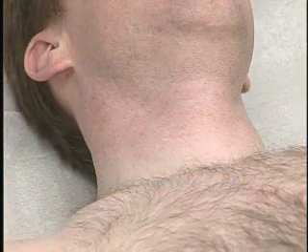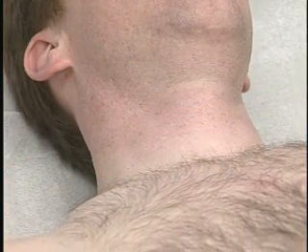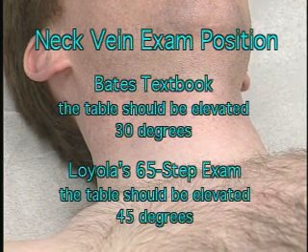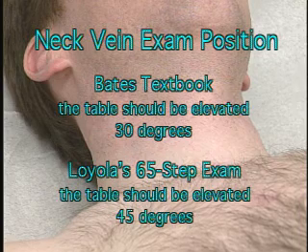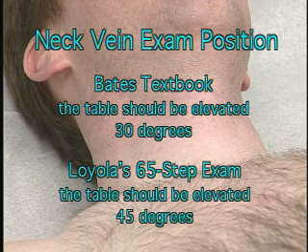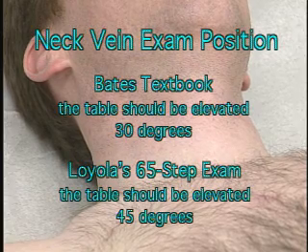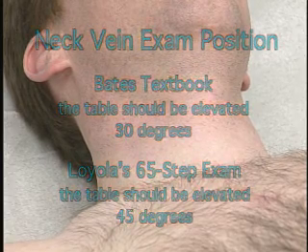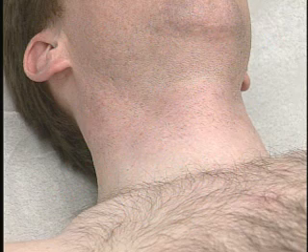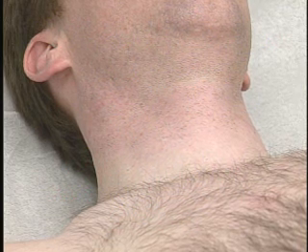Let's talk about examining the neck veins. This is not an easy examination step to learn. The position of the patient is important. Bates says to have the head of the table elevated to 30 degrees, and the Loyola 65-step physical recommends 45 degrees. If you have difficulty assessing the neck veins, you may need to raise or lower the head of the bed to help find the neck veins.